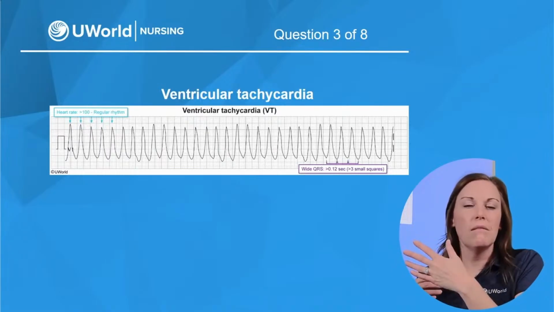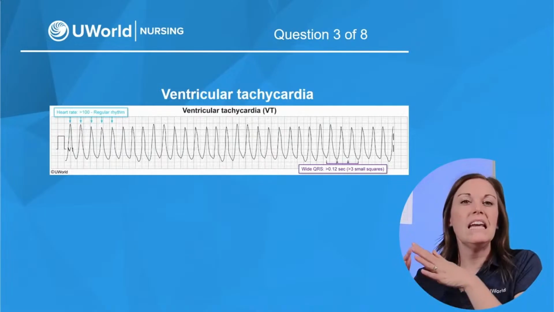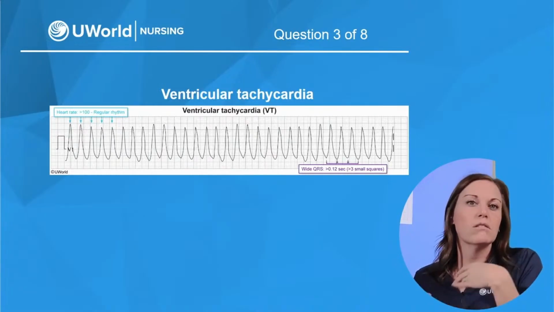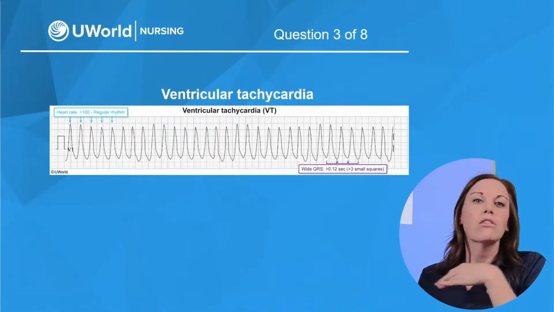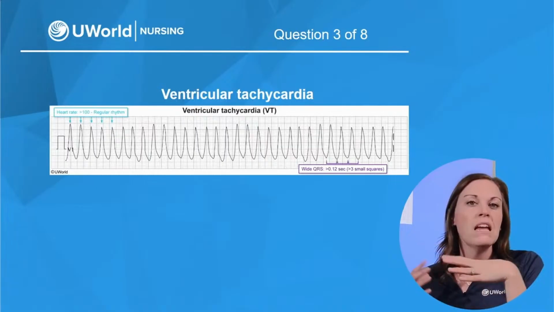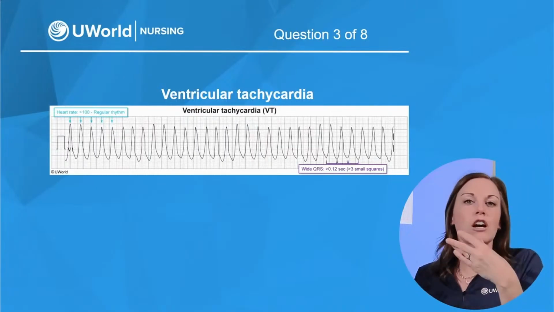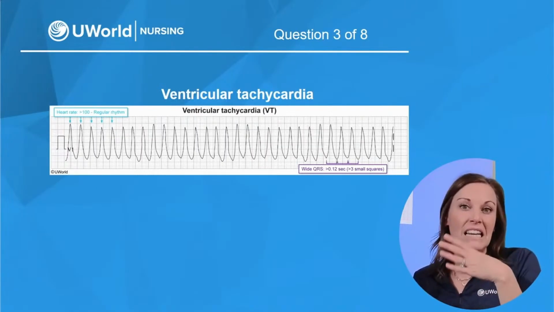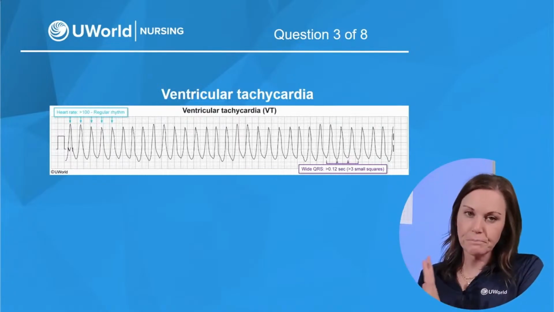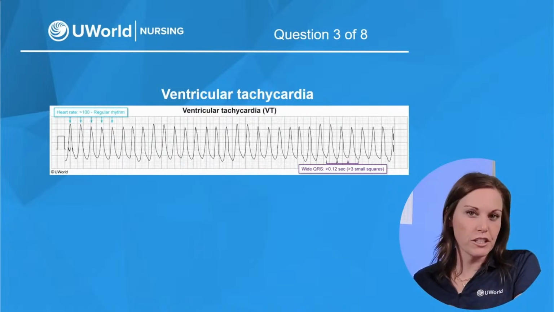Again, the wide QRS complex indicates that something's wrong with our ventricles. They're firing too rapidly. They're overtaking the electrical activity of our atrium, and they've taken charge of the whole heart instead of working in tandem with the atrium. But one thing to know with VTach is that it's a precursor to VFib.